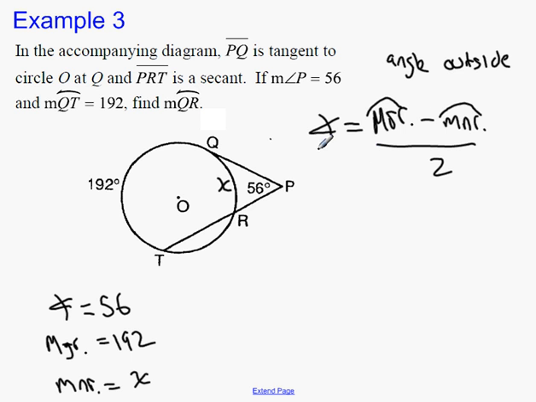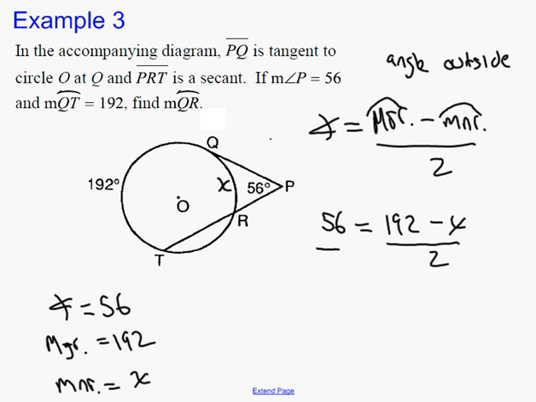We labeled that X. So here's how I'm going to substitute. I'm going to write 56 because the angle's not unknown. I know what that is already. So it's going to be 56 equals the major arc, which is 192, minus the minor arc, which I labeled X, divided by 2. So this is how my equation should look when I substitute. So now I have to solve this.